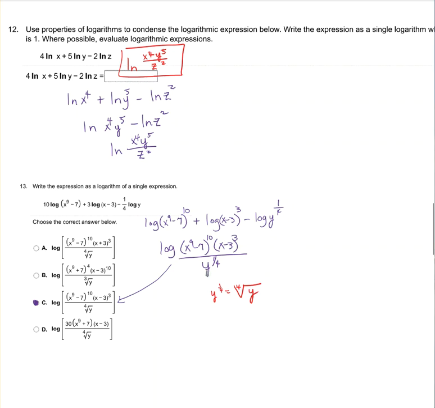And I think the y to the 1/4, all of these are in radical form, so y to the 1/4 would be the fourth root of y. So I think this is our answer right here.